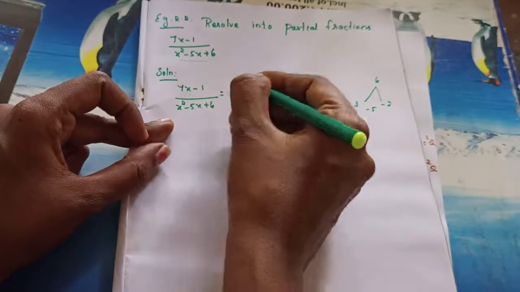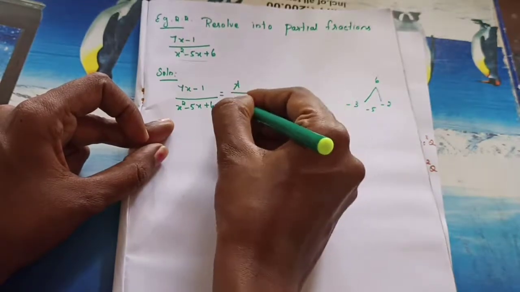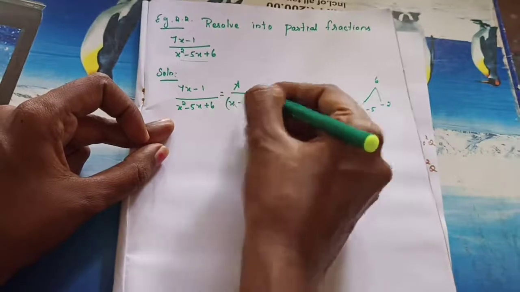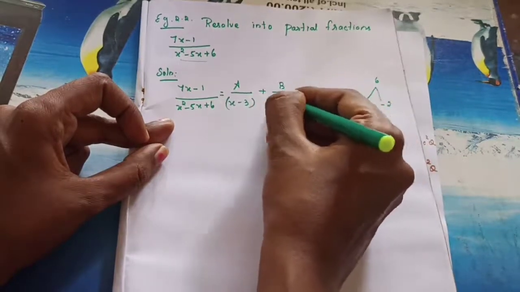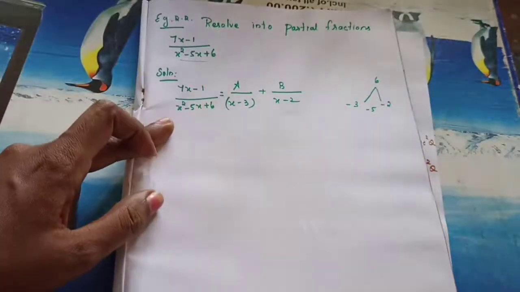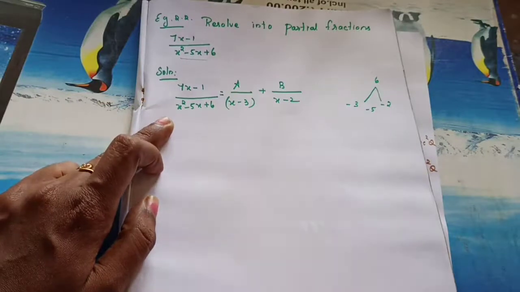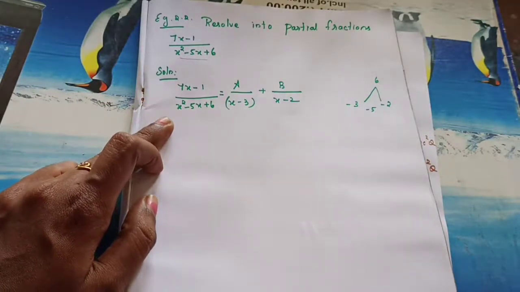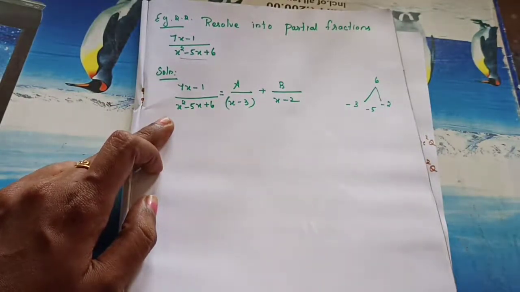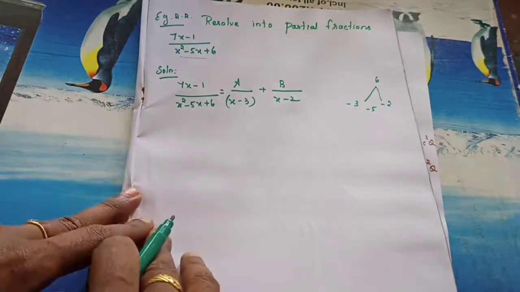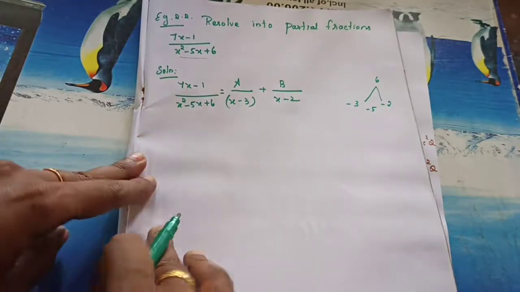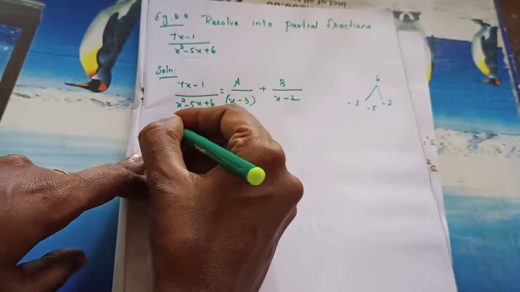Now write down 7x minus 1 divided by x square minus 5x plus 6 is equal to, how will we split? A by x minus 3, another one plus b by x minus 2. Understand? A by x minus 3 plus b by x minus 2. Okay. So now what will you do? Same as the last one.